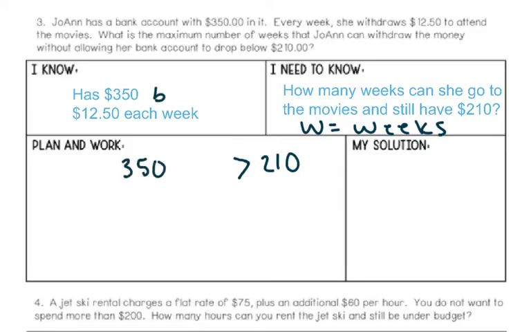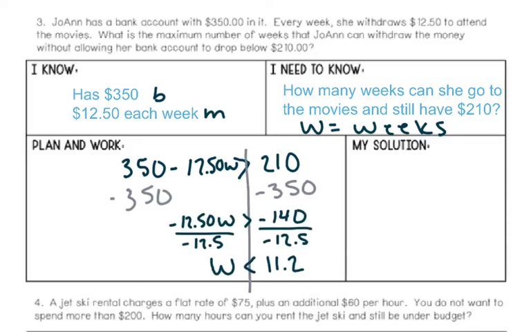On the other side of my inequality, I know that we're starting with 350. That's my beginning. And then my multiplier here is the $12.50 each week. So I'm going to take out of the 350 my $12.50 times my variable of W. So here I have 350 minus 12.50 W is greater than or equal to 210. And now I can solve this inequality and figure out what W equals.